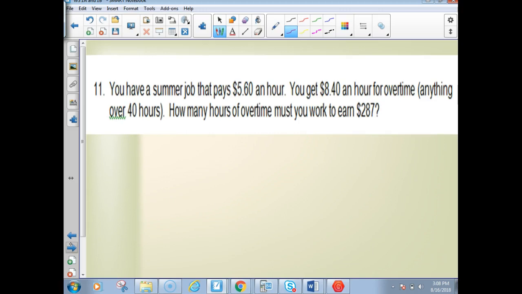Okay, you have a summer job that pays $5.60 an hour. This is an outdated worksheet. Minimum wage is considerably higher than that, but we'll go with it. $5.60 an hour. You get $8.40 an hour for overtime, that's anything over 40 hours. How many hours of overtime must you work? There's your question. To earn $287. So that means it's going to equal $287, sort of like the last one, easy to break down. I need a variable x that stands for hours of overtime. You could have used an H, I don't care what letter you use. Let's just write OT.